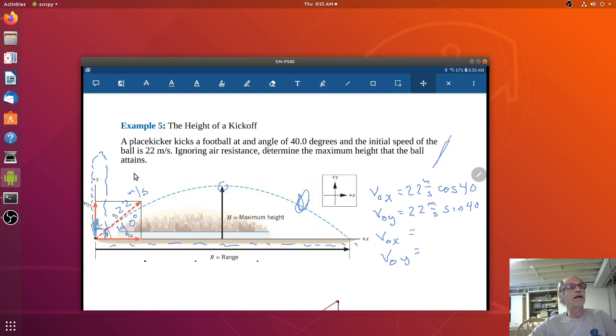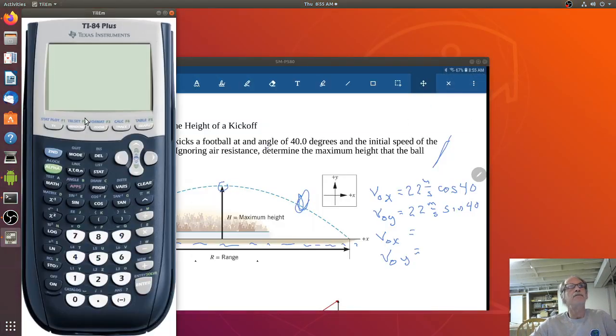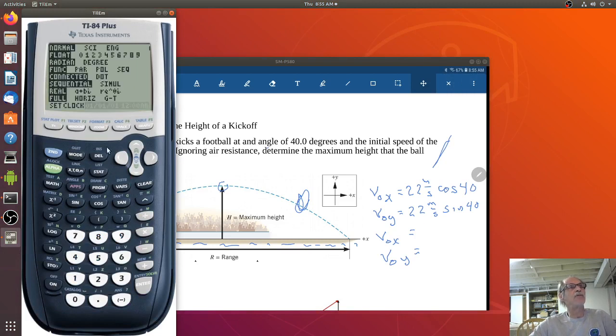Easy enough. Get my calculator. Oh, I shut my calculator. Turn it on. Remember, it reset. So I better go to the mode button and change to degrees here, and then go back to the home screen. And now I'm going to take 22 times the cosine of 40.